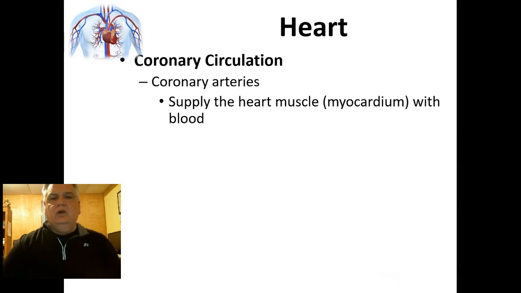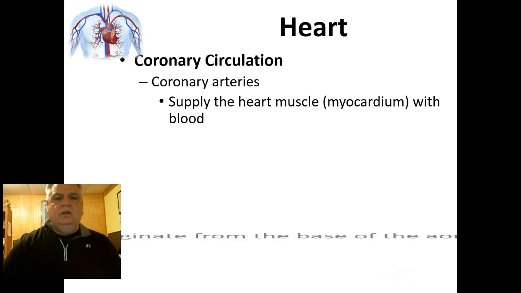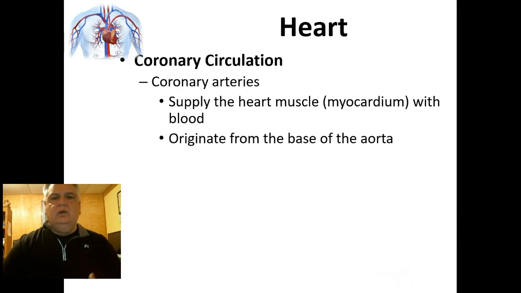Let's take a look. The coronary circulation is comprised of both coronary arteries and veins. Let's take a look at the coronary arteries first. Their job is to supply the heart muscle itself, the myocardium, with blood to provide the oxygen and nutrients that the myocardium, the heart muscle tissue, is going to need to live and be able to do its job.